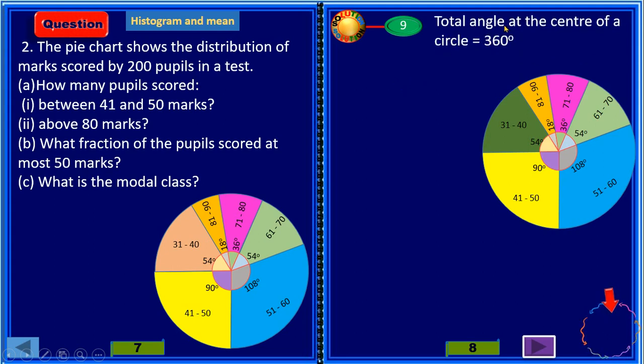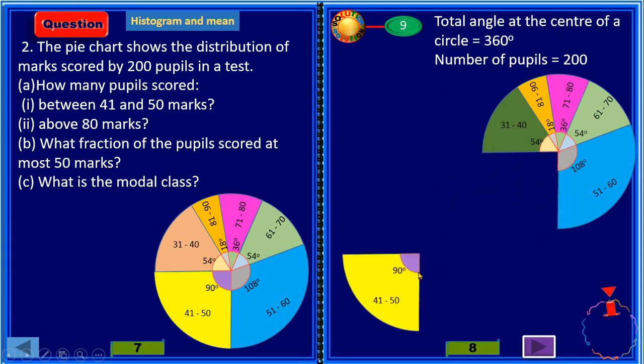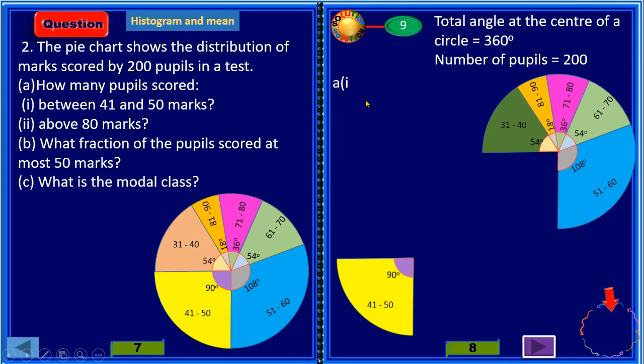So using that, we're now going to find the total angles in a circle. We know it's 360 degrees. And the number of people in the class that took the test is 200. So now, this sector represents those that scored between 41 and 50, and the angle, as I said, is 90 degrees. Using that, we are going to answer A1. 200 over 360 will give us the ratio of the number of pupils to the angle in a circle. That gives us the number of people that is represented by 1 degree.